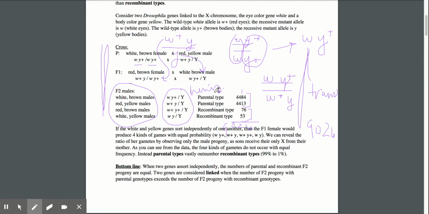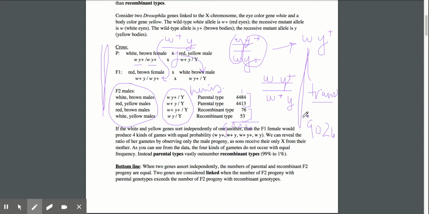And then for the parentals, I can look over here and I can see that the parental combinations are little w with big Y plus, and big W plus with little y. So those are the trans combinations. So even if I didn't get this information up here that allows me to know in advance that they're going to be trans, from the data alone, I could figure out that they are trans.